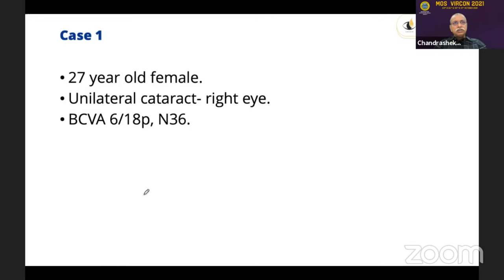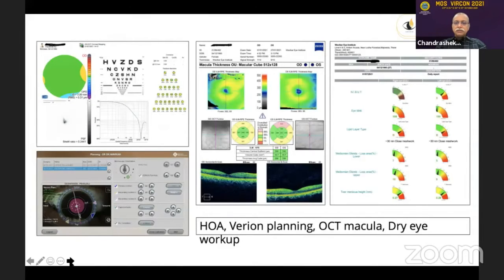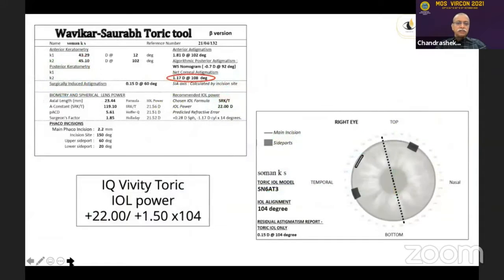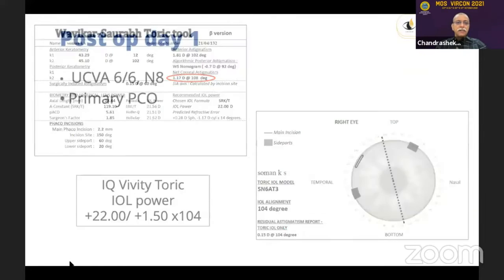We tried to search for the cause of the cataract as the age is somewhat atypical. The patient had a visual acuity of 6/18 and N36, and the other lens was absolutely clear. This is how we do the workup of the patient, and we decided to go ahead with a VVT toric IOL with a 22 and 1.5 diopter cylinder at placement at 104 degrees.